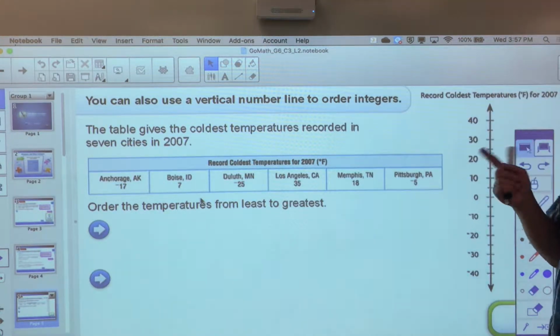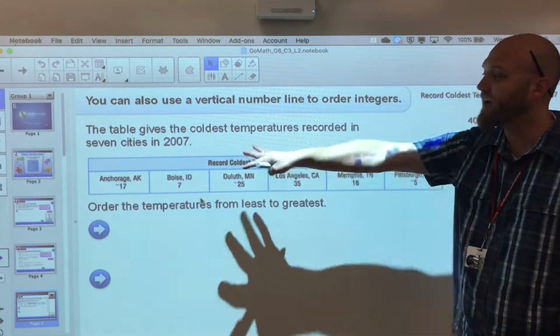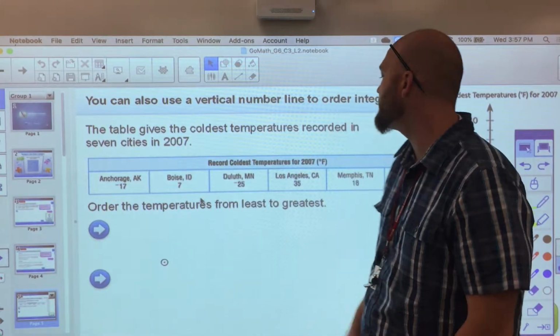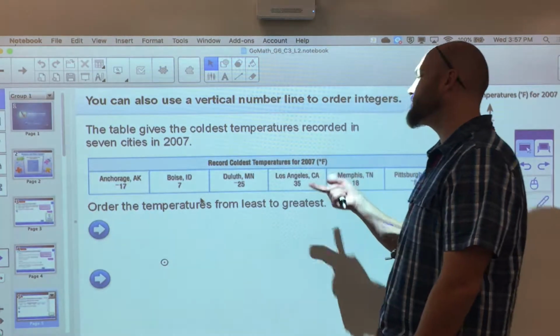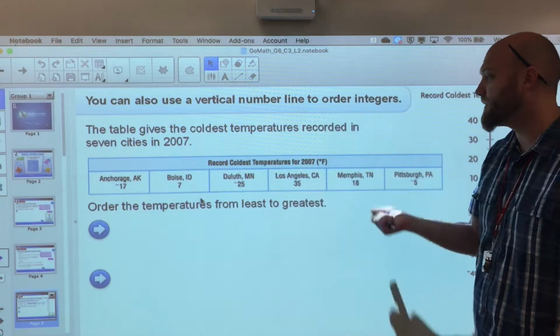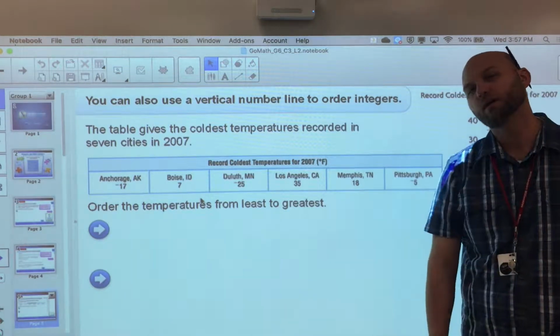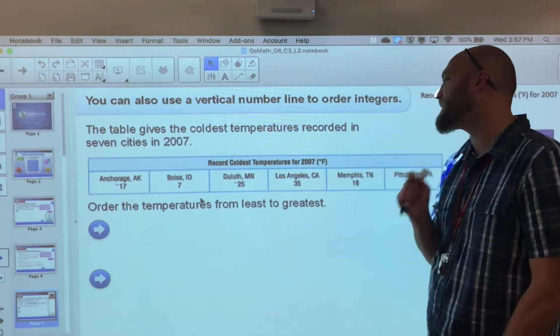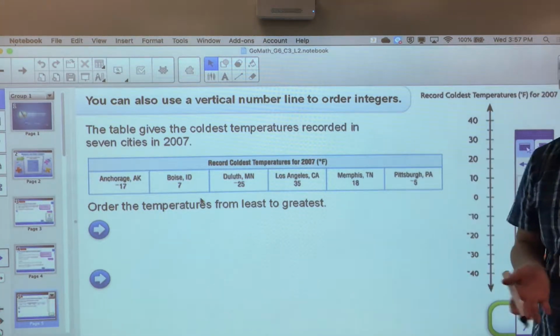The table gives the coldest temperatures recorded in 7 cities in 2007. We have Anchorage, Alaska at -17 degrees Fahrenheit. We have Boise, Idaho at 7 degrees Fahrenheit. Duluth, Minnesota at -25. Los Angeles, California at +35 degrees Fahrenheit. Memphis, Tennessee at 18 degrees Fahrenheit. And Pittsburgh, good old Pittsburgh, Pennsylvania at -5 degrees Fahrenheit. We're going to order the temperatures from least to greatest.